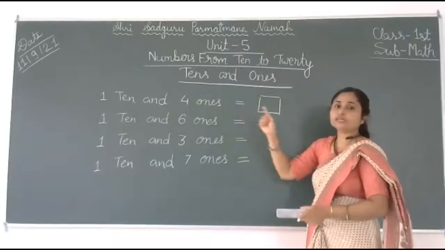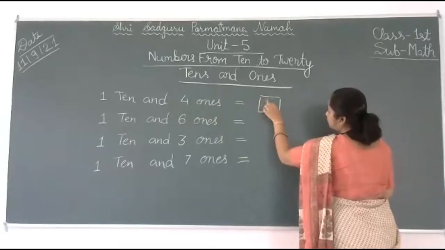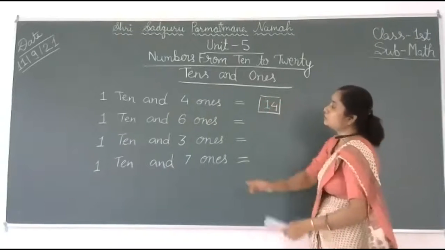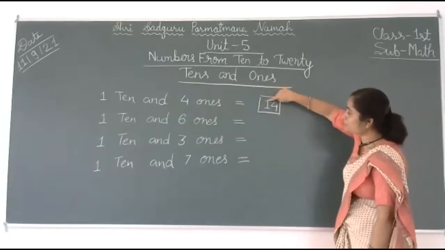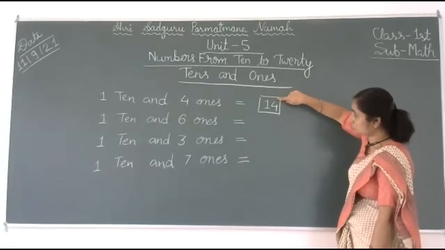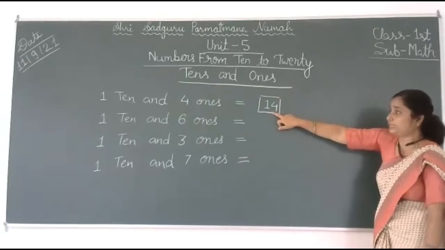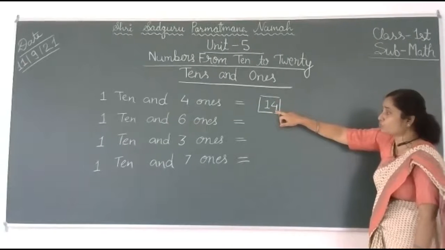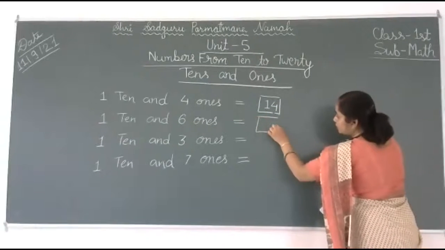1 ten and 4 ones is equal to 14. 1 ten and 4 ones. So in the place of tens, 1, and in the place of ones, 4. So here we write down 14. 1 ten and 4 ones is equal to 14.